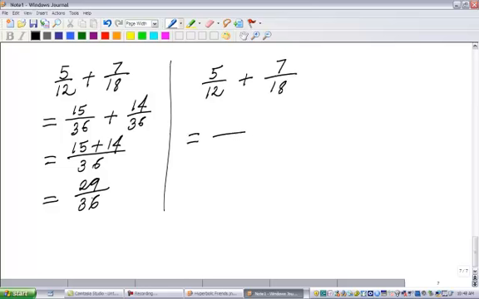Now, my common denominator, my LCD, was 36. Now, this is what I do. I divide 36 by 12. This 12. What do I get? Divide 36 by 12, I get 3.